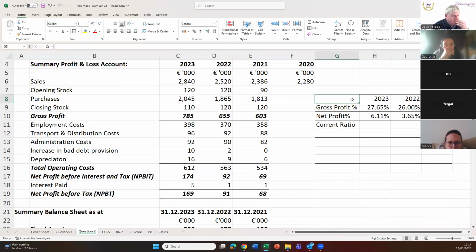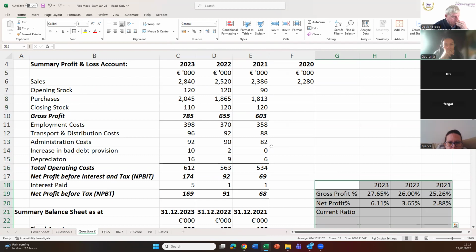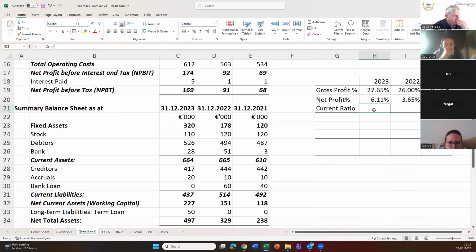So if I drag this down just to show you how to do this, the current ratio is your current assets divided by your current liabilities. So your current ratio is 1.51. So it's easy marks to get. So you only have to do six. And again, as I say, I've showed you a trick now where you can just copy it across.